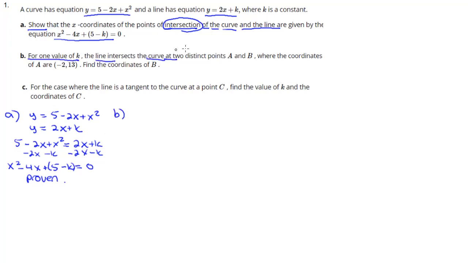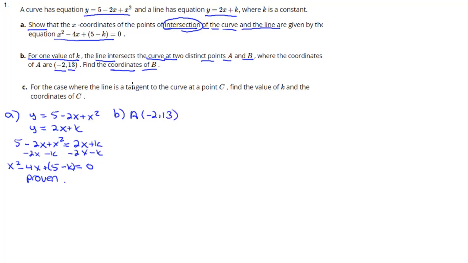All right, now in part B, they say for one value of k, the line intersects the curve at two distinct points, A and B. The coordinates for A are negative 2, 13. Find the coordinates of B. Now, in that situation, we know one of the coordinates. It's negative 2, 13. That's an x and a y.